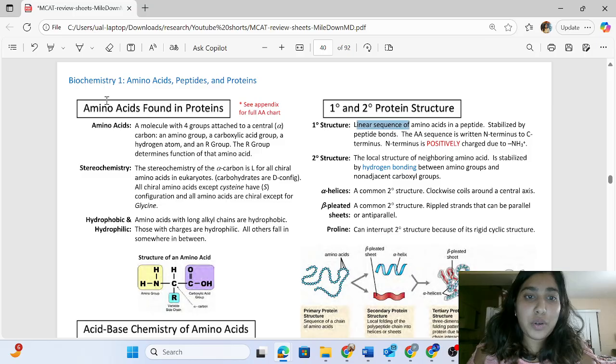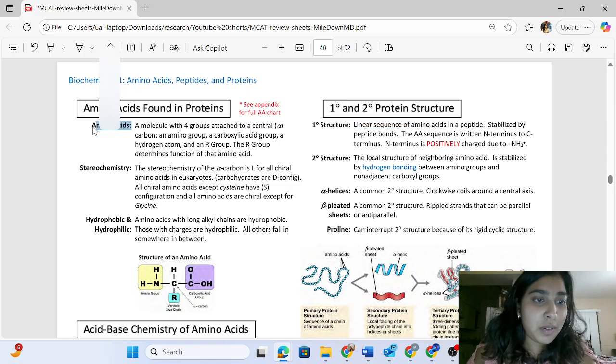The first thing to know is all 20 amino acids. We'll make a new video for all 20 amino acids, how to learn it. So, make sure to check that. So, let's go over the overall structures of amino acids.